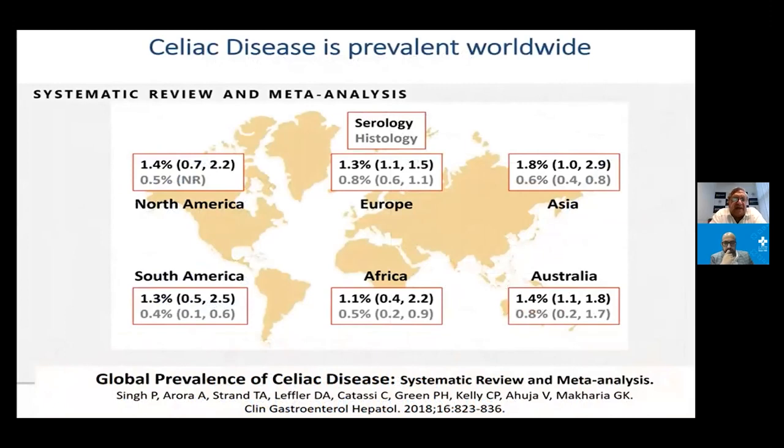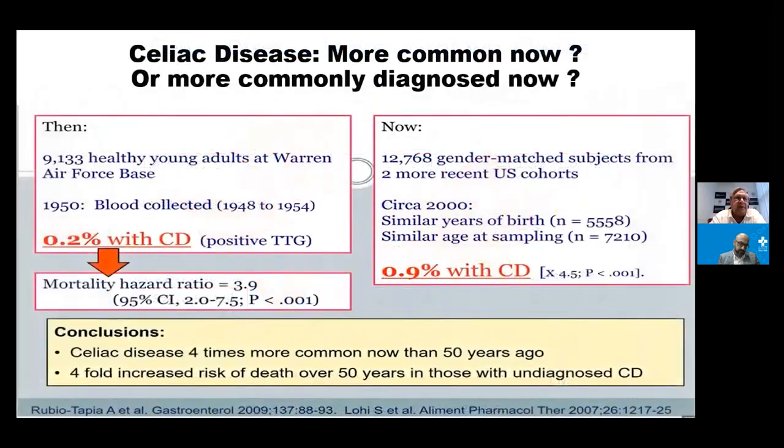In a review, mostly by Indians from the All India Institute, they had indicated that the prevalence of celiac disease may be highest in Indians, somewhere about 1.8% rather than 1% in Caucasians. Is celiac disease common, or is it more commonly diagnosed now?